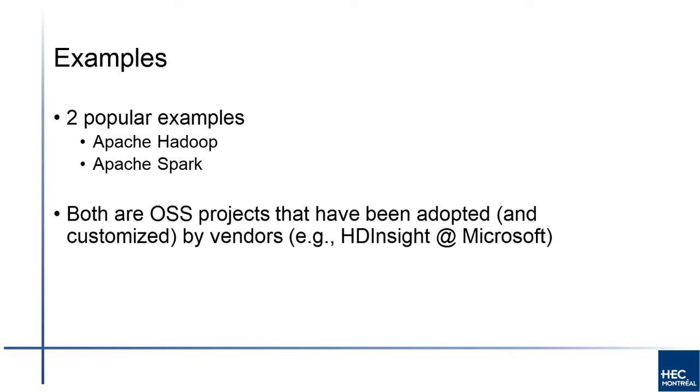Now, to give a couple of examples, we'll talk today about Apache Hadoop and Apache Spark. This will help us understand a bit better how computers work together in a cluster, but also contextualize the kinds of problems that these tools are used for nowadays. Both these tools are open source projects, and they have been adopted and sometimes customized by many cloud vendors. The product called HDInsight on Microsoft Azure, which is Microsoft's cloud platform, is essentially based on Hadoop and has extensions that are managed by Microsoft to provide additional functionality.